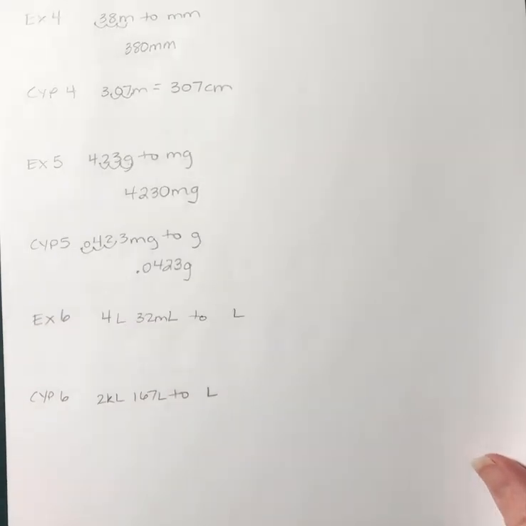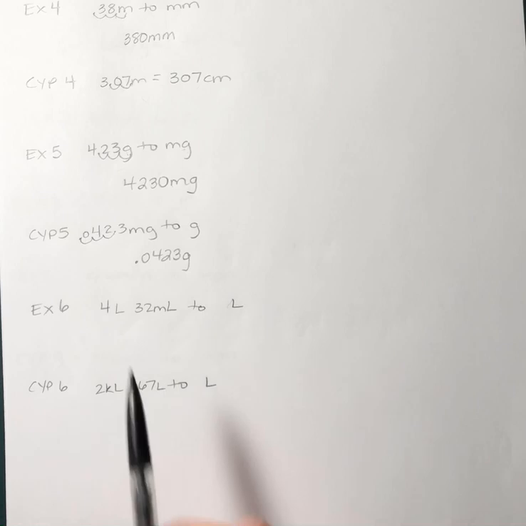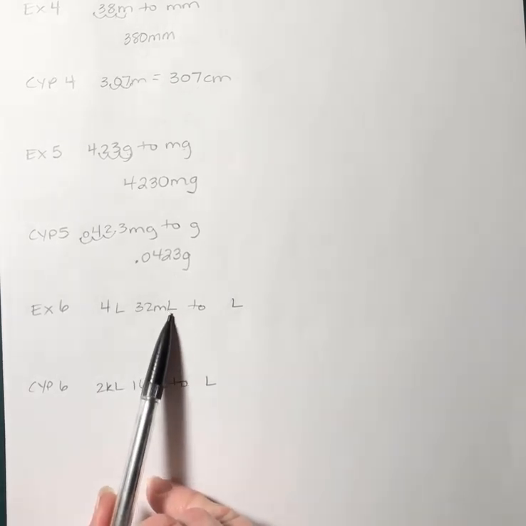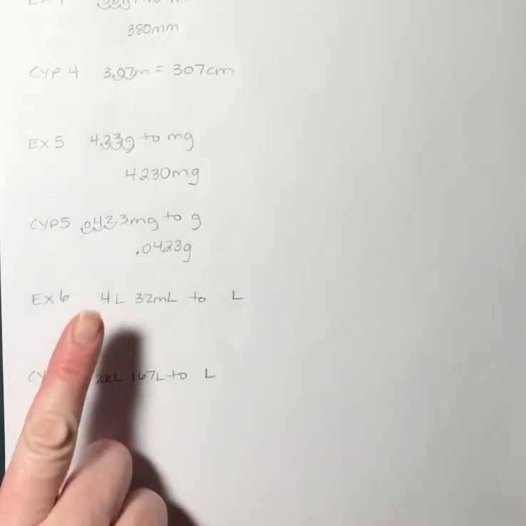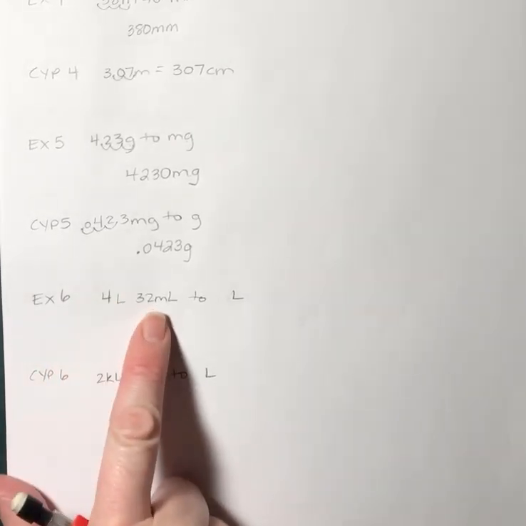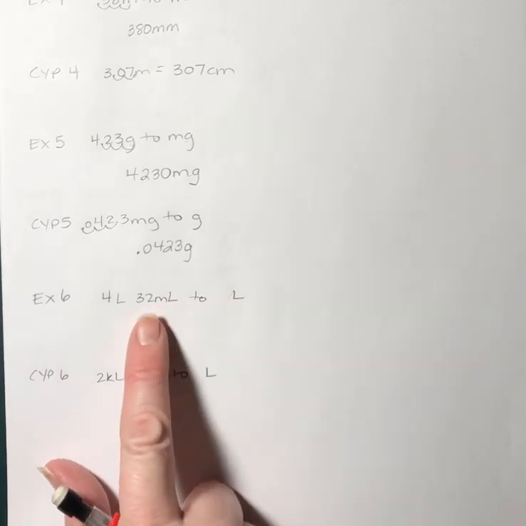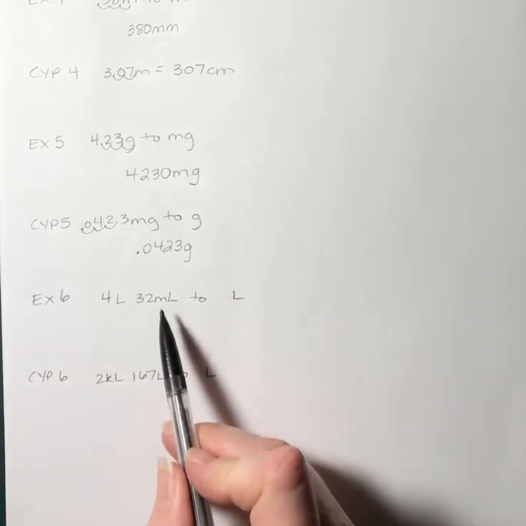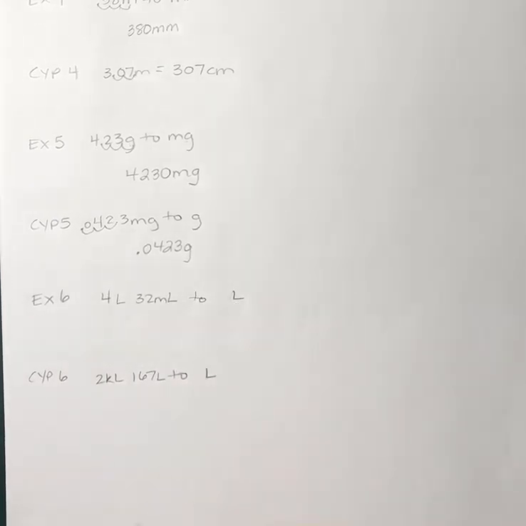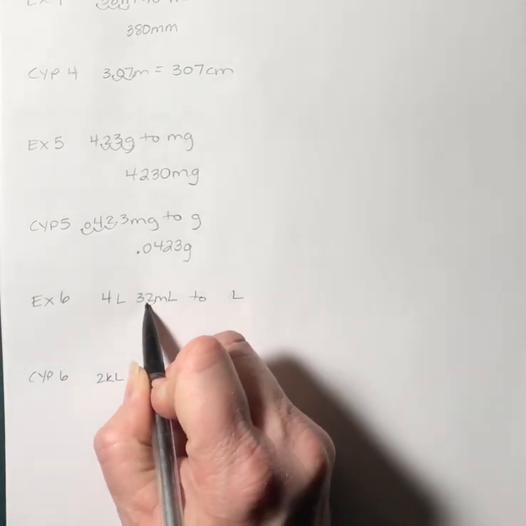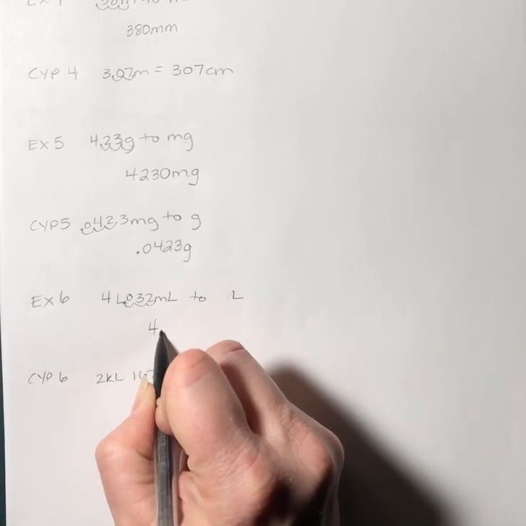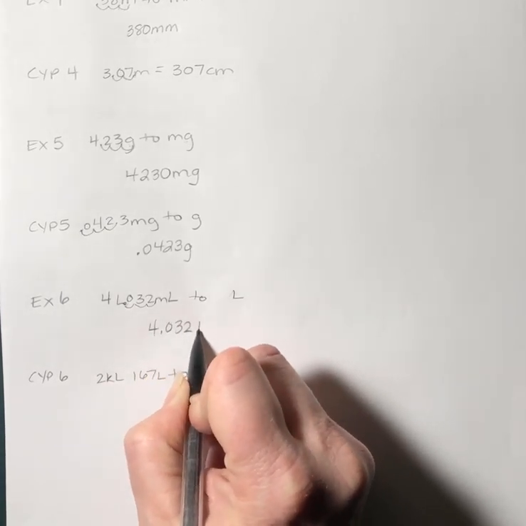These last 2 that are in the metric system are a little bit trickier because what they're doing is they're saying, okay, I have 4 liters and 32 milliliters, and they want to just convert that to liters. So what we need to do is convert milliliters to liters, okay? Milliliters to liters. I'm moving my decimal point 3 places, and it's going from smaller to bigger, so my number's going to get smaller. So 1, 2, 3. So this is going to be 4.032 liters.